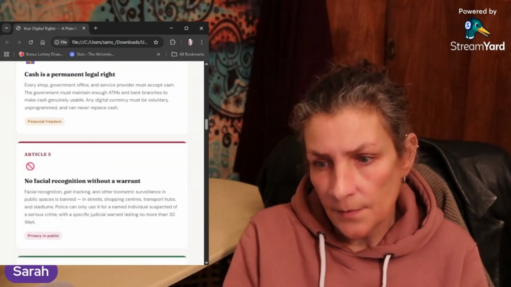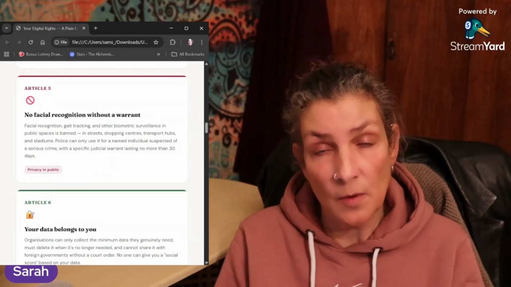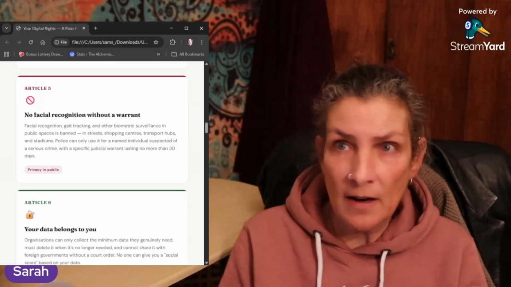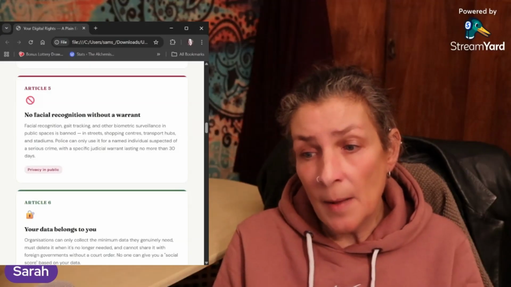Article 5. No facial recognition without a warrant. I think we probably all agree about this one. Facial recognition, gait tracking. So when you walk, you have a certain gait. That's what they call it. So you might swagger a little bit, or you might have a bit of a limp, which is just something you've always had. So no gait tracking and other biometric surveillance in public places is banned.